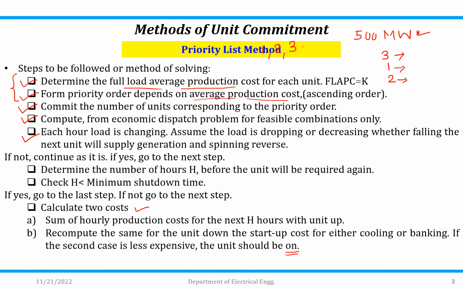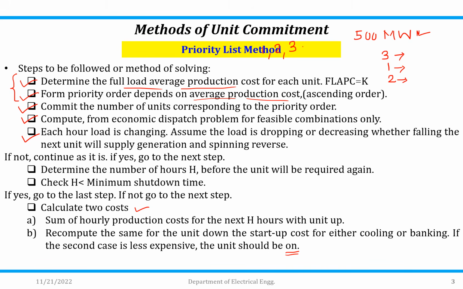Now each hour the load is changing. Assume the load is decreasing; the next unit will supply generation and a spinning reserve. If there is a change in the load, we can decide which unit should be turned on. If not, continue as it is. If there is a drop in the load, determine the number of hours H before the unit will be required again. Check whether that H is less than the minimum shutdown time. If yes, go to the last step. If not, go to the next step.